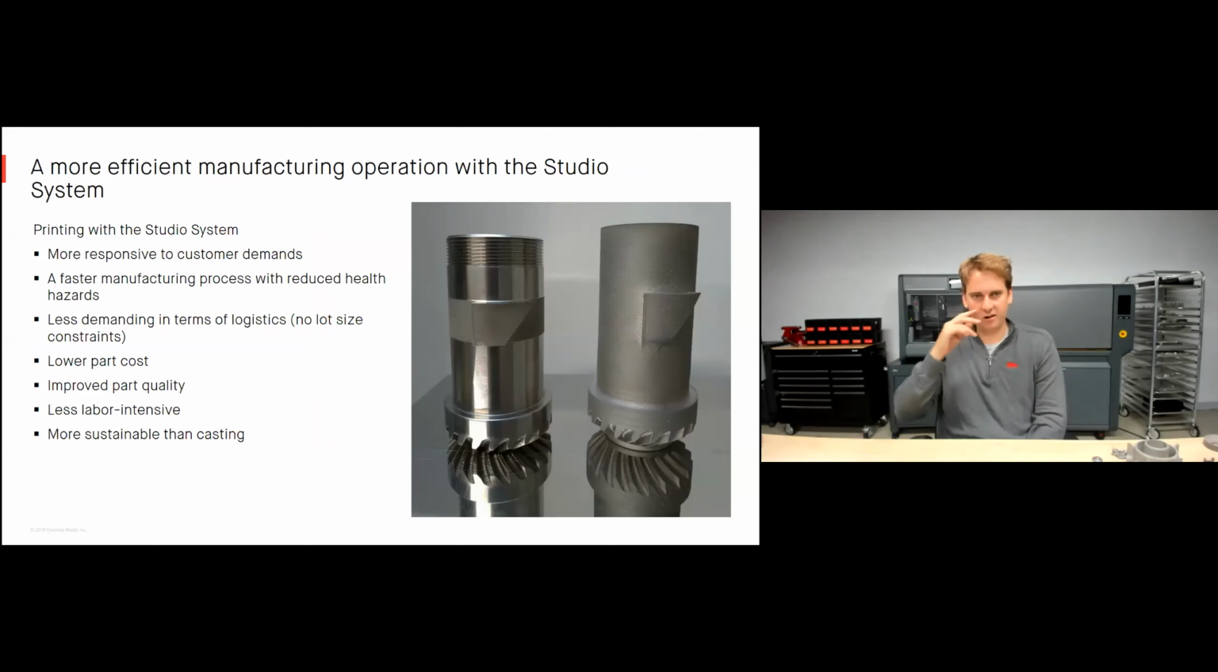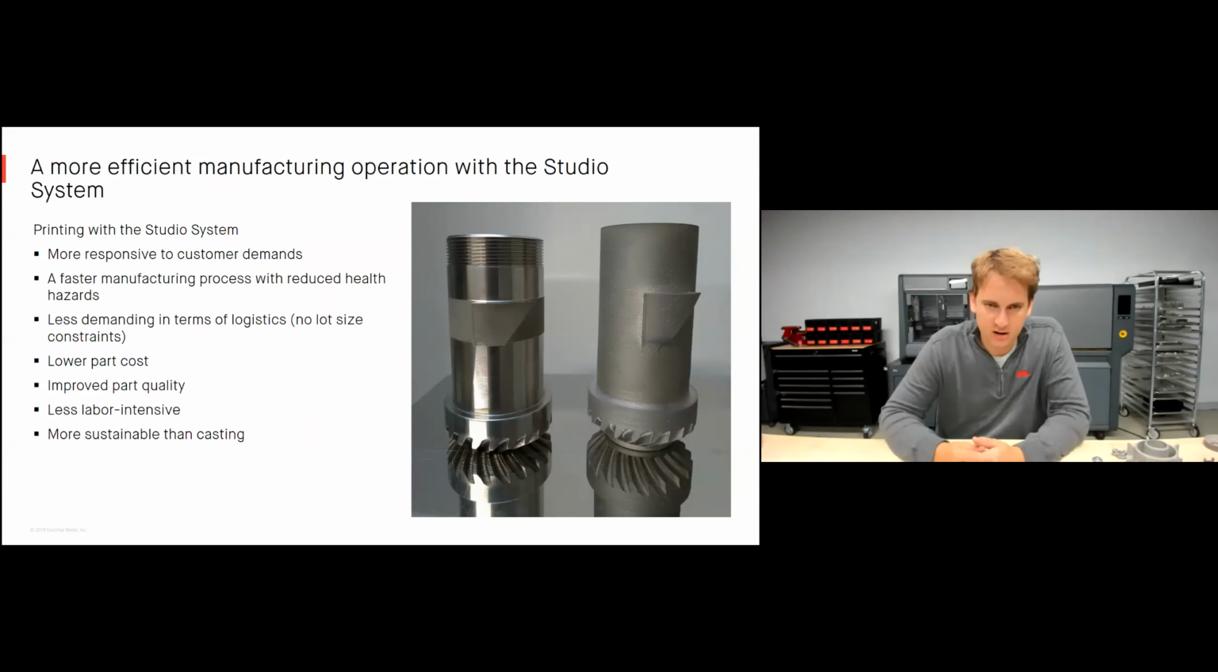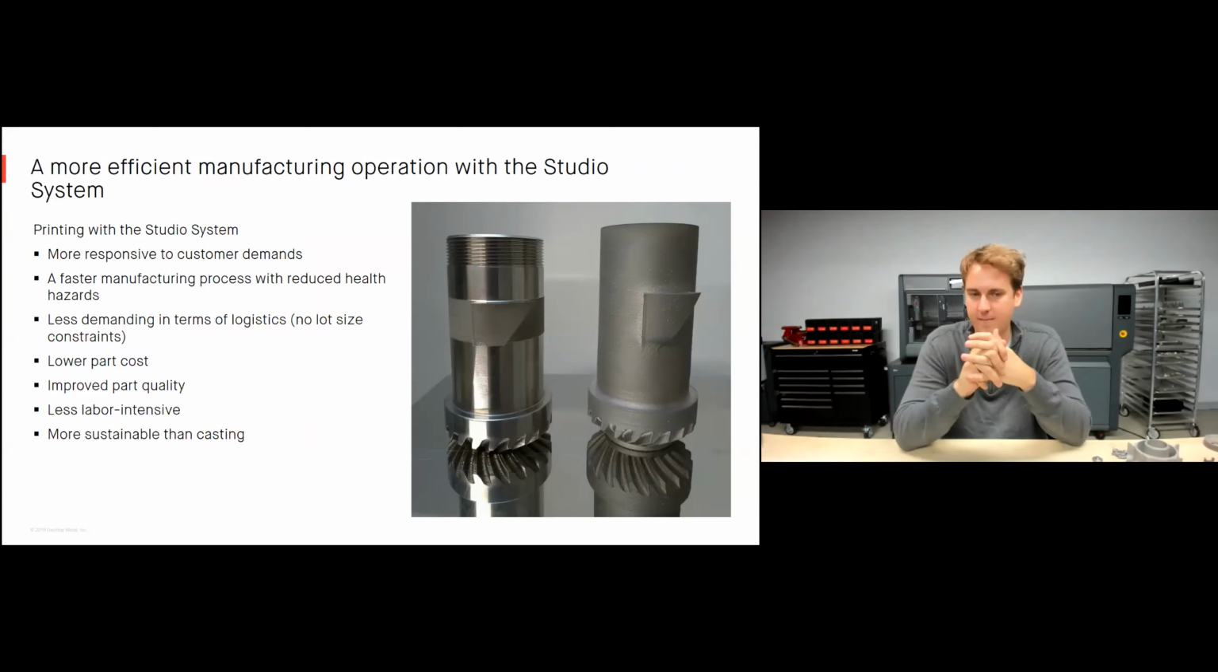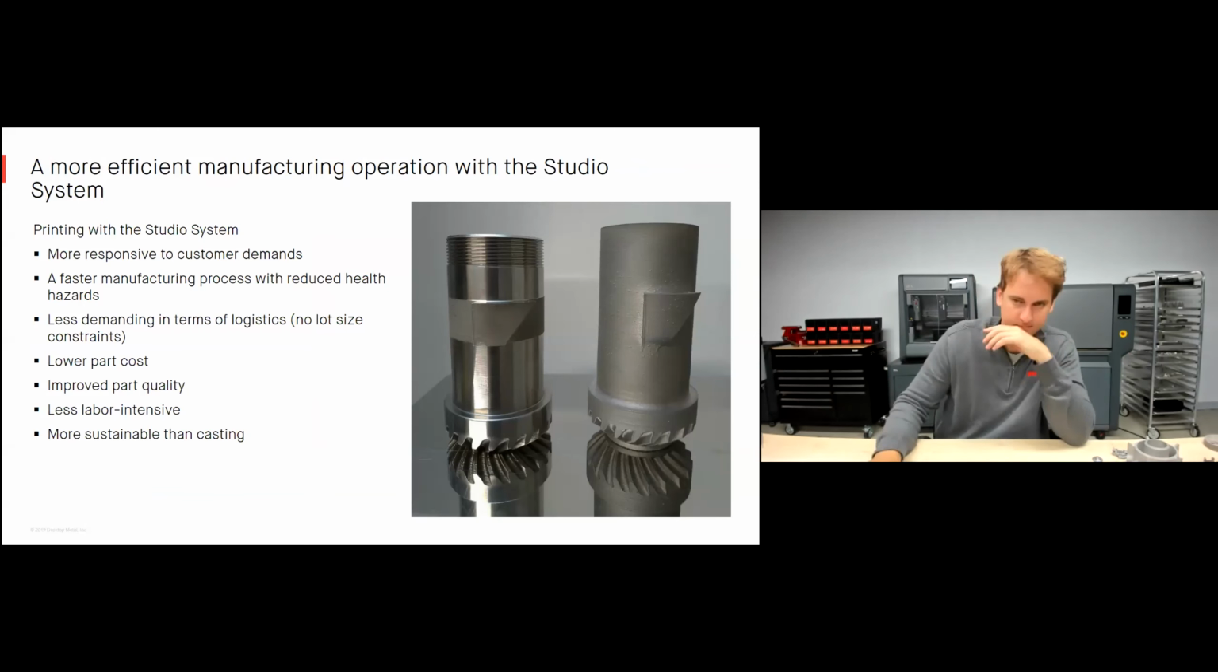So what was the result here? Really a more efficient manufacturing operation with the Studio System. They can now be more responsive to customer demands. They have a faster manufacturing process with reduced health hazards. You know, it's much less demanding in terms of logistics. They don't have these maximum lot sizing constraints. They don't have to worry about outsourcing these low volume parts. They're able to lower the part cost, actually improve the part quality. It's much less labor intensive, and they're actually finding it more sustainable than casting.